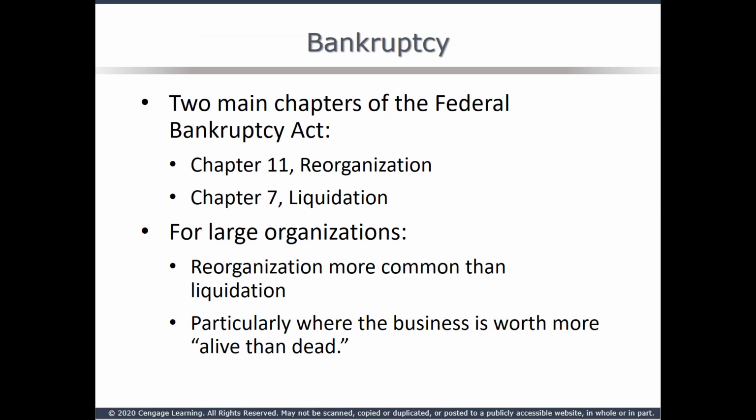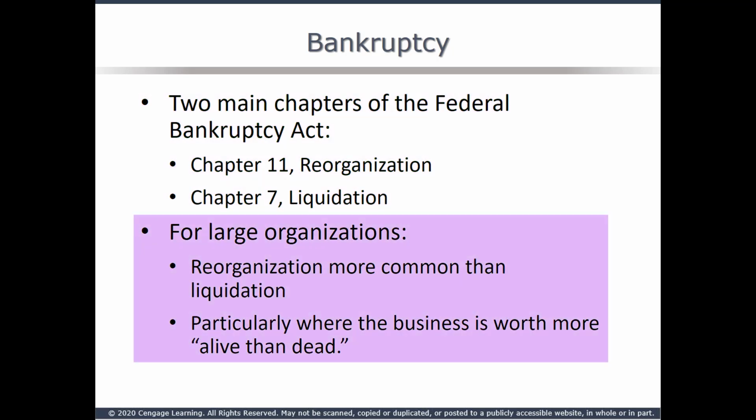Coupon payments and the repayment of the principal are contractual obligations of the issuing firm. If a firm does not make the scheduled coupon payments on its debt, the bondholders can force the firm into involuntary bankruptcy. There are two main chapters of bankruptcy: Chapter 11, Reorganization, and Chapter 7, Liquidation. Reorganization is more common for large corporations who can show they're worth more alive than dead.